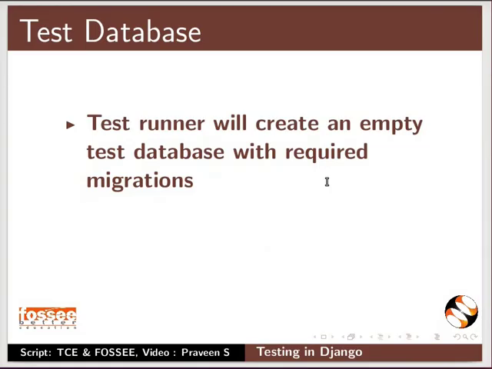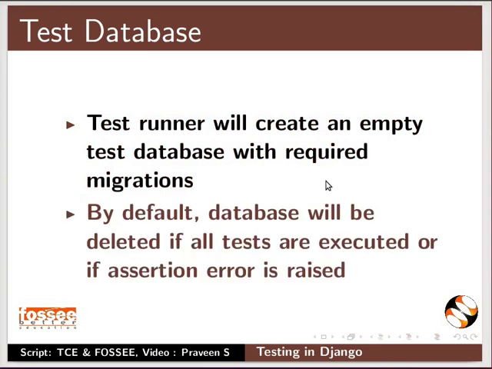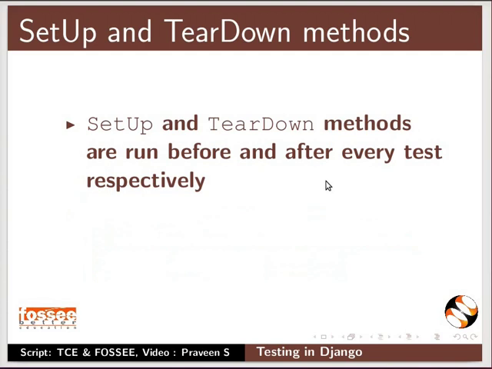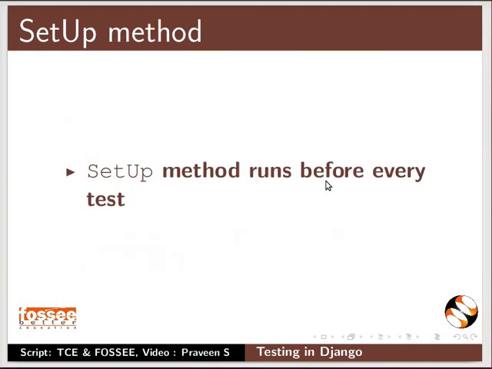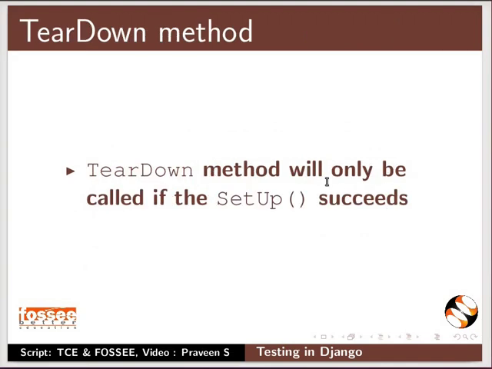Test runner will create an empty test database with required migrations. By default, database will be deleted if all tests are executed or if assertion error is raised. Setup and teardown methods are run before and after every test respectively. This allows you to set up a basic context or environment inside each of the tests. Setup method runs before every test. Teardown method will only be called if the setup succeeds.